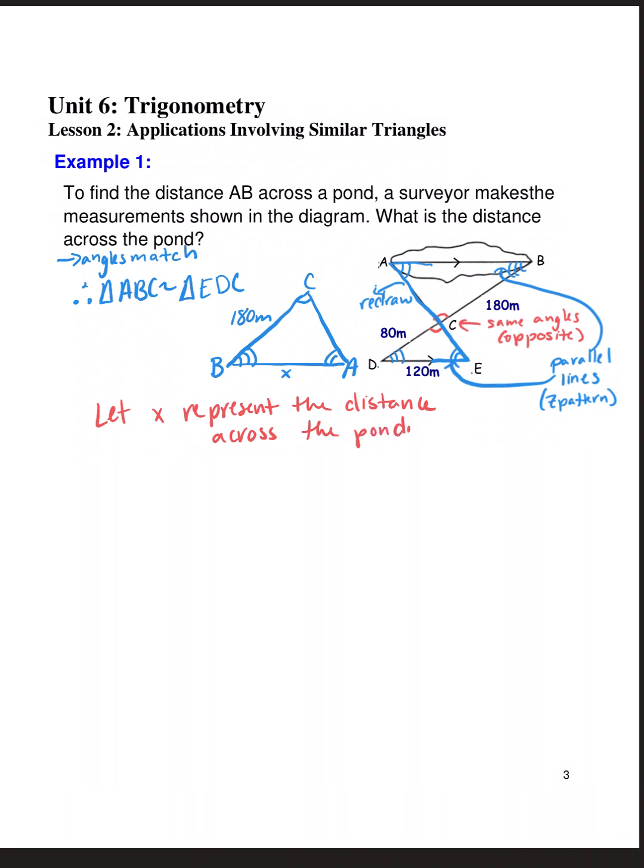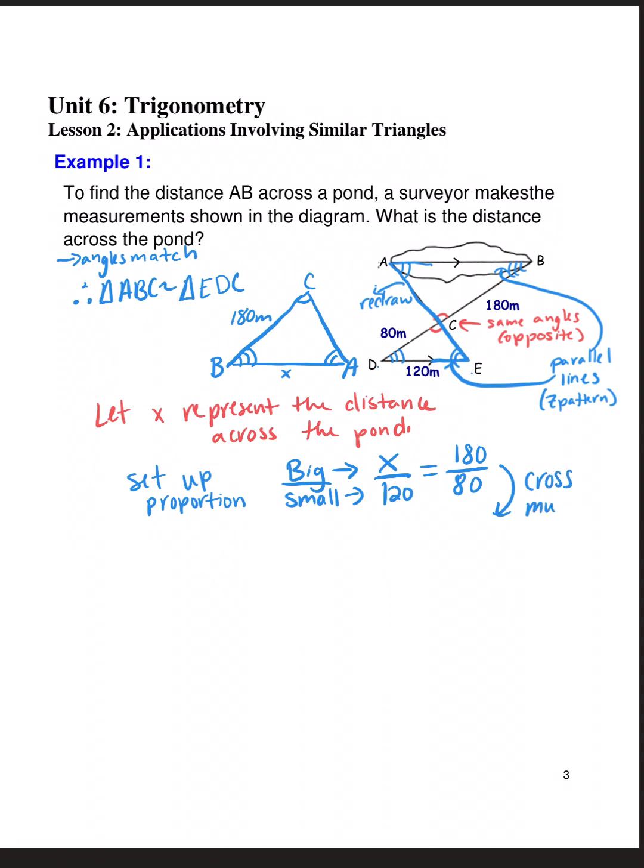Now we're going to set up our proportion. Because the unknown is in the big triangle, I'm going to put the big triangle on top and the small triangle on the bottom. So my big triangle, I'm going to have x over the corresponding side, which is 120. And another ratio is the big triangle side that has 180, and its corresponding side is 80. We can now cross multiply to solve.